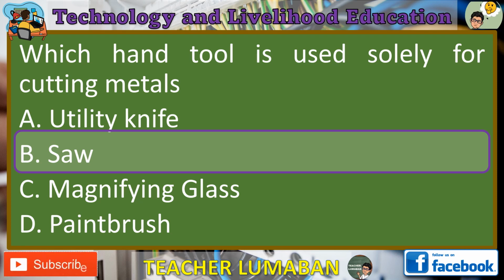C. Magnifying glass. A magnifying glass is an optical tool used for magnifying objects, making them appear larger for closer examination. It is not used for cutting metals.